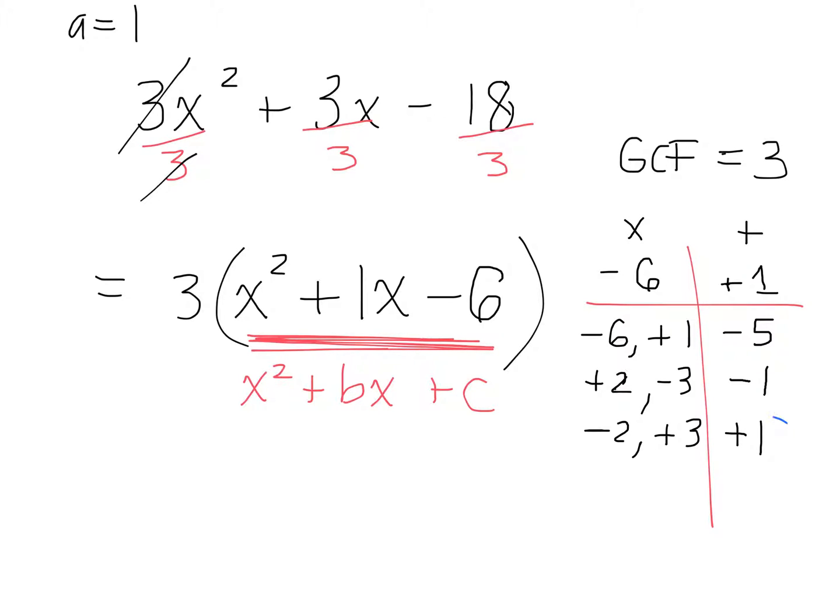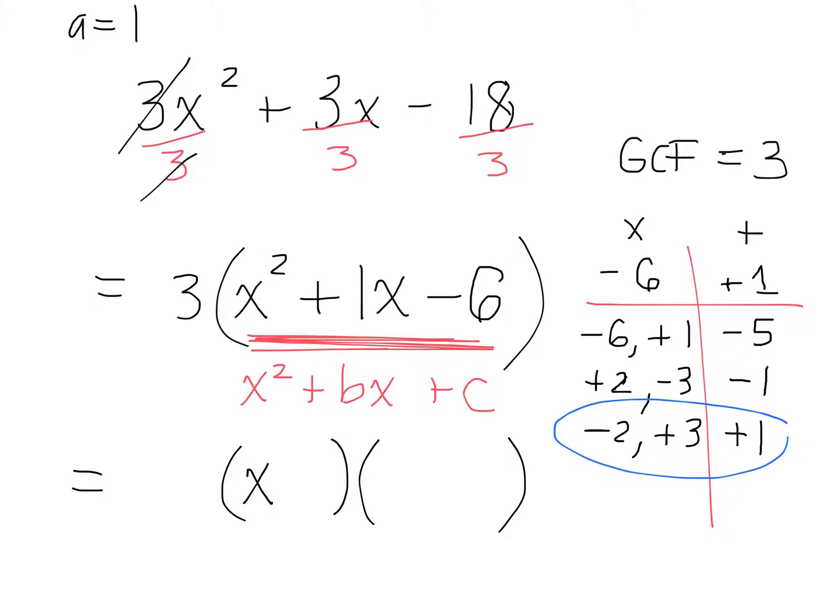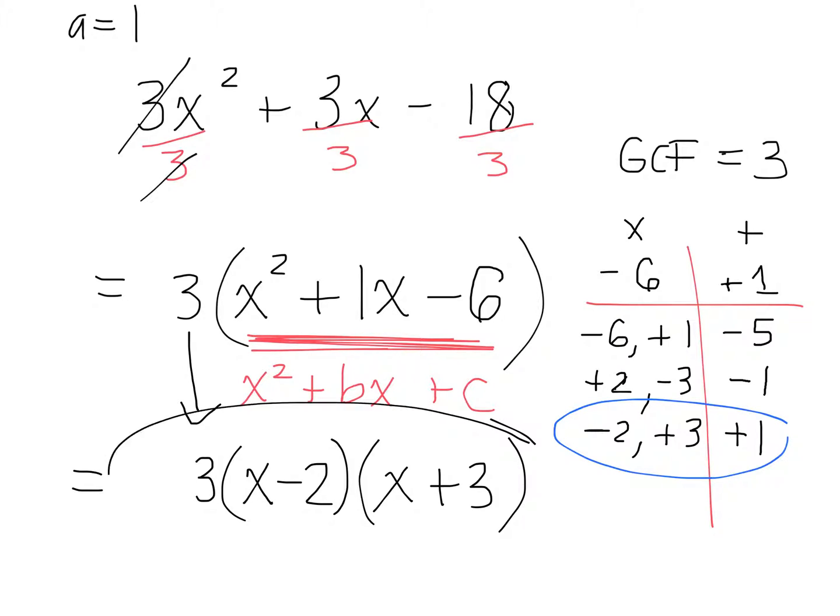Negative 2 and 3. So how would I write this in factored form? X minus 2 and x plus 3. And we have to put the 3 in front because that's part of the expression. That was factored out already. So this is the answer in factored form. This is factored. Look here. This is factored, but this is fully factored. So on your quiz, I'm going to ask you to fully factor.